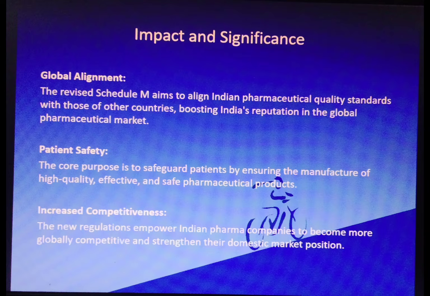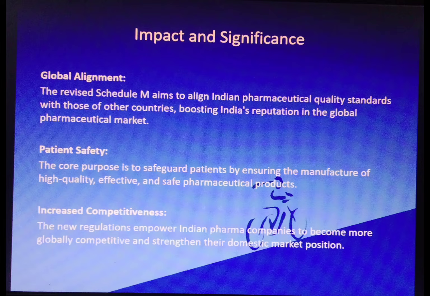Impact and significance: global alignment, patient safety, increased competitiveness. With respect to global alignment, our revised Schedule M aims to align our Indian pharmaceutical quality standard with those of other countries, boosting India's reputation in the global pharmaceutical market.